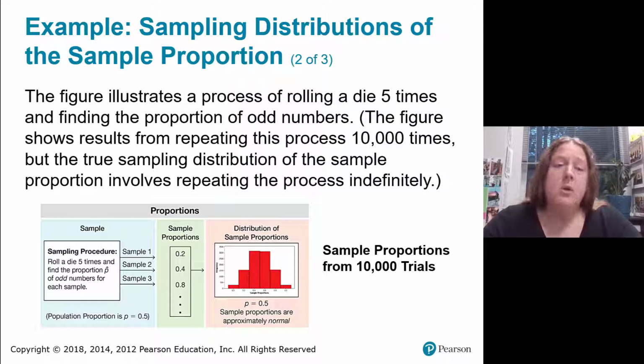And when we take a look at what all of those sample proportions, if we did this forever and ever, so this figure is if we did it 10,000 times, but to get the true version, we would have to do this indefinitely. But the histogram, the probability histogram, has values between 0 and 1, and we look at what this falls at, and we can see that the mean falls at 0.5, and it looks approximately normal. So our population proportion is 0.5, which is approximated here.